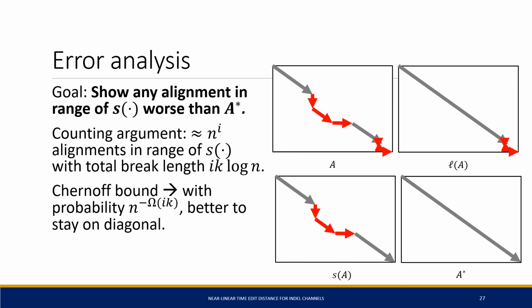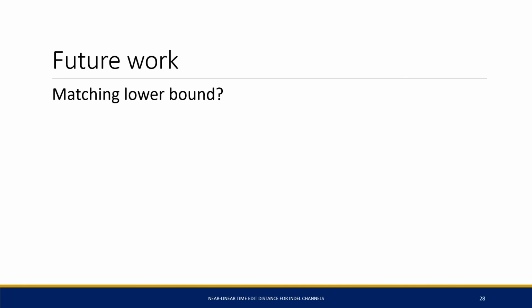Then we just recall from before that for any alignment with total break length at least I k log n, with probability 1 minus n to the minus omega of I k, it's better to stay on the diagonal. Now if I combine these two observations and k is large enough, then a union bound gives me exactly this goal that any alignment in the range of S is worse than A star. Okay, so this concludes the error analysis. Let me just finish by discussing some possible future directions.